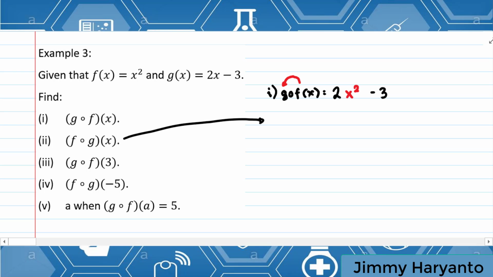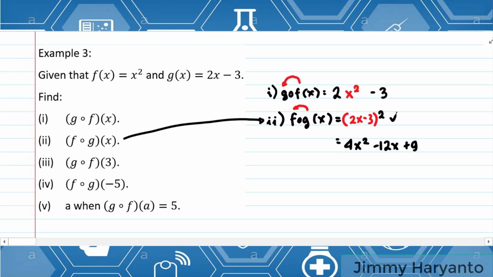And then for the second one, (ii), the question wants us to find f∘g. f∘g(x) means you have to substitute the f with g. So you write the f first, x squared, but you have to change the x into the g, so (2x minus 3) squared. And then when you simplify it, it will be 4x squared minus 12x plus 9, or maybe you can leave it like that.